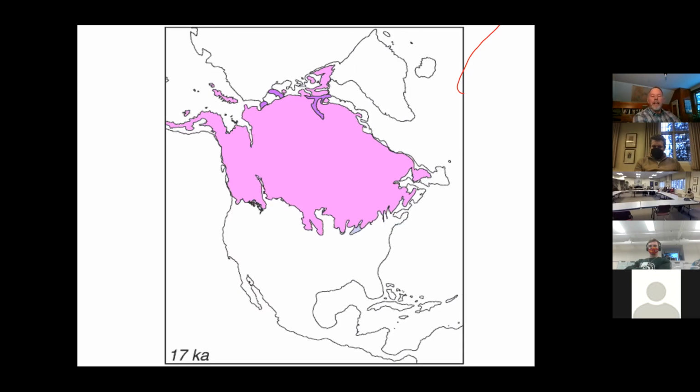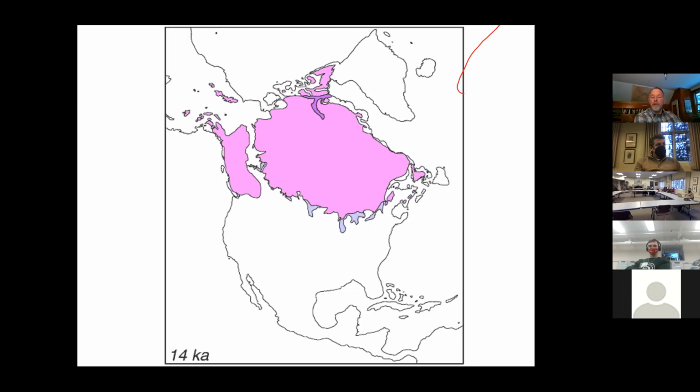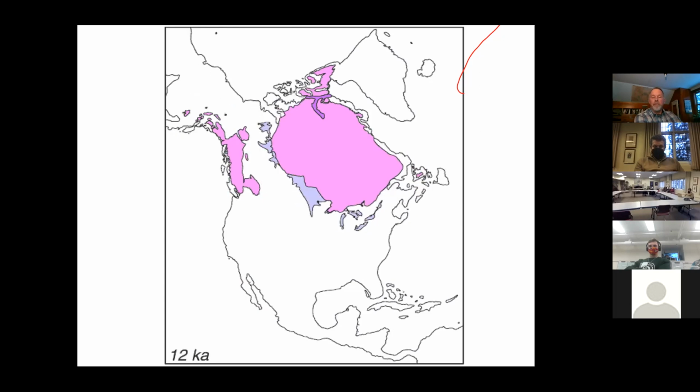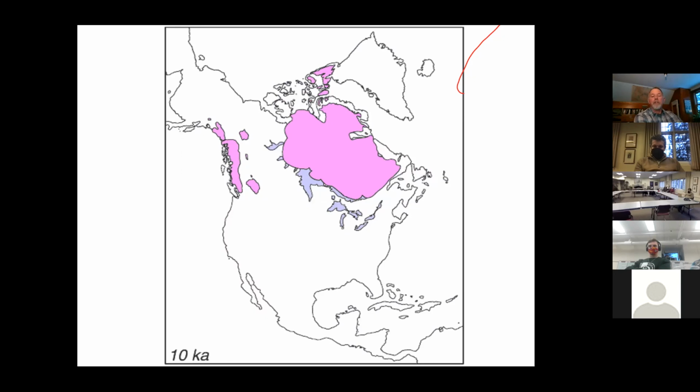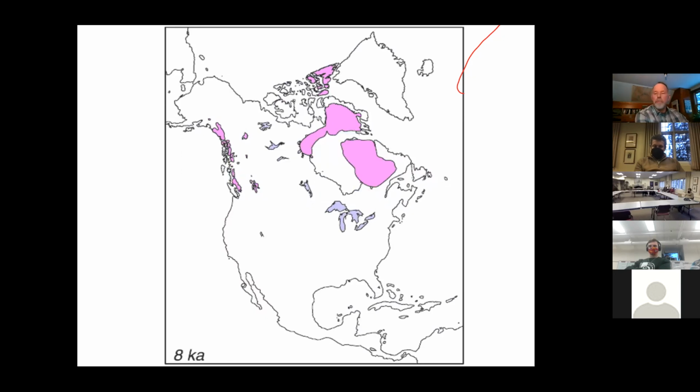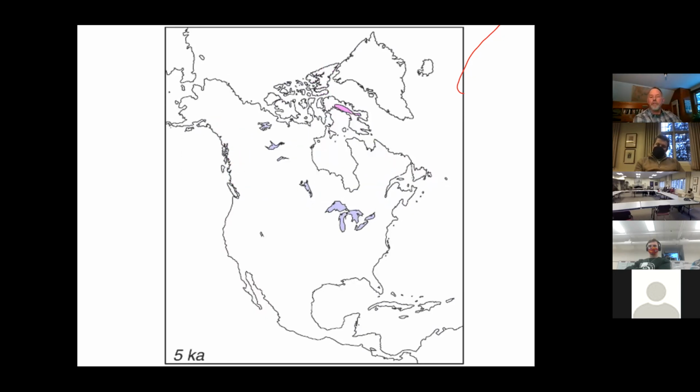And notice that there are large lakes that develop in front of those from the ice as it melts, including our own Great Lakes. But all of the lakes that arc up into northwestern Canada are too, such as Great Slave Lake and Bear Lake and those kinds of lakes.